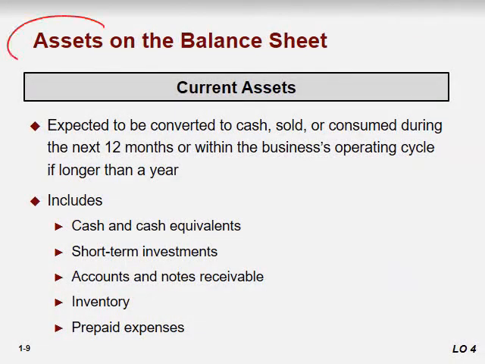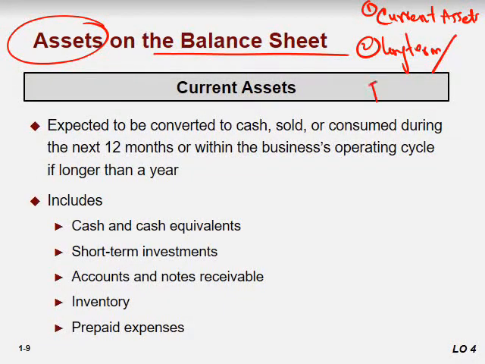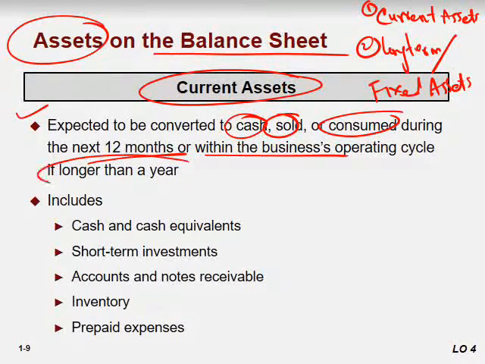Okay, let's talk about the assets on the balance sheet. Assets are categorized into two main categories. One is current assets, the other is long term or fixed assets. So now we'll talk about current assets. Current assets are those whose life is less than or equal to 1 year, or the perfect definition is that it is expected to be converted into cash, sold or consumed during the next 12 months, or within the business operating cycle if more than 1 year.